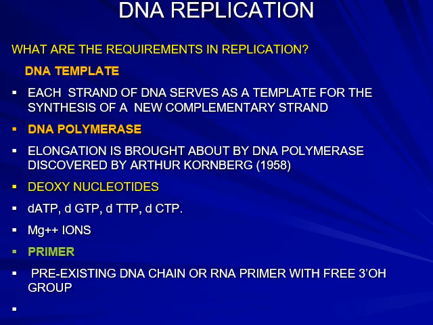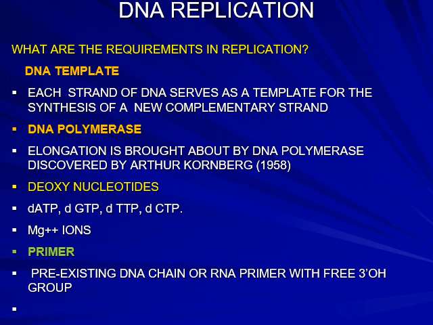Now, what are the requirements for replication? For replication, you require a DNA template. Each strand of DNA serves as a template for the synthesis of a new complementary strand. The most important enzyme is the DNA polymerase. DNA polymerase is the one which brings about the elongation of the nucleotide chain, and this was discovered by the scientist Arthur Kornberg in 1958.